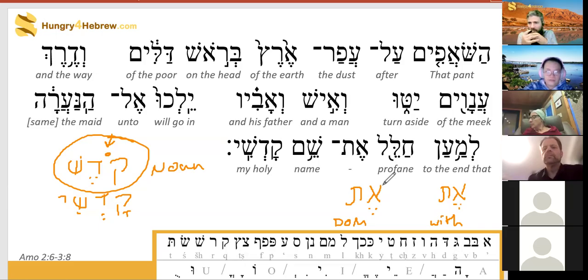Is it because of the makaf that you know it's a direct object marker? I think it's called makaf. The dash.